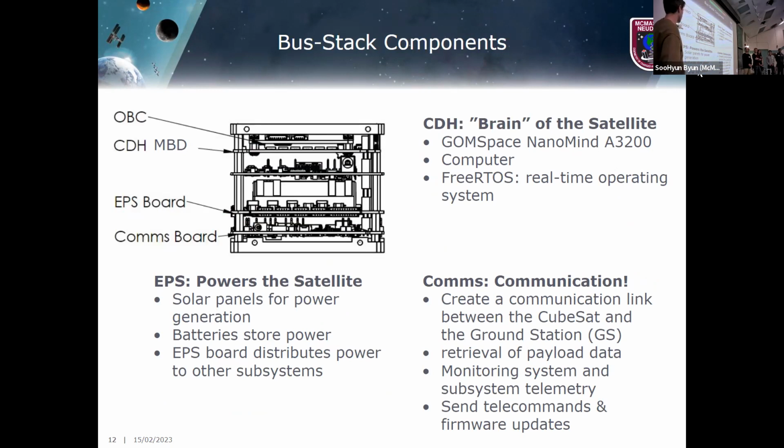Below that, we have the EPS board. That's electrical power systems. They power us. So on the board is a battery, as well as the solar panels on the outside. That's also part of the EPS team. And then the final thing at the bottom is the comms board. So while the CDH decides what to send, comms is responsible for actually sending that. They'll do the actual RF communication with the ground station, which we have on top of each team.